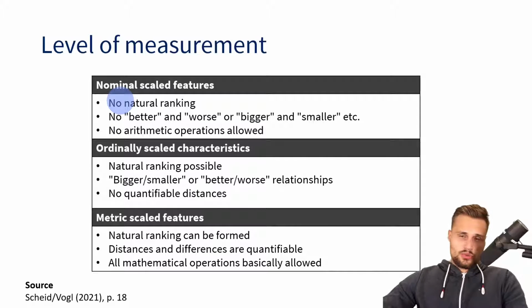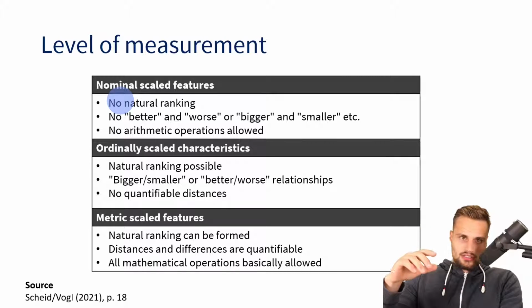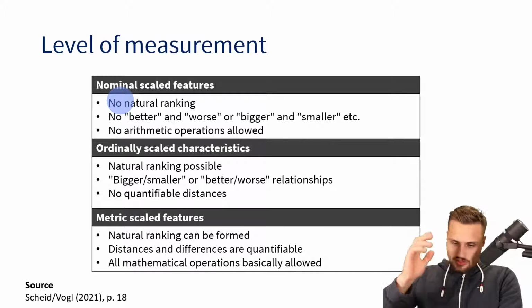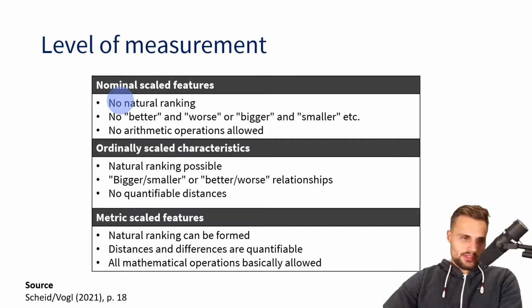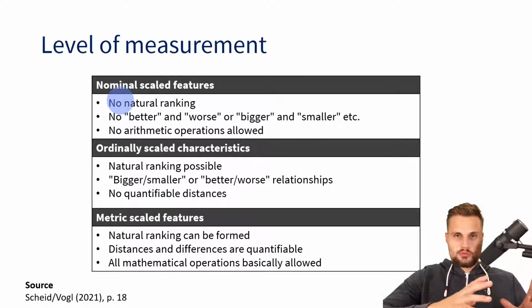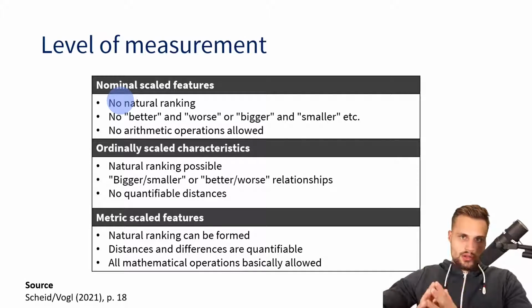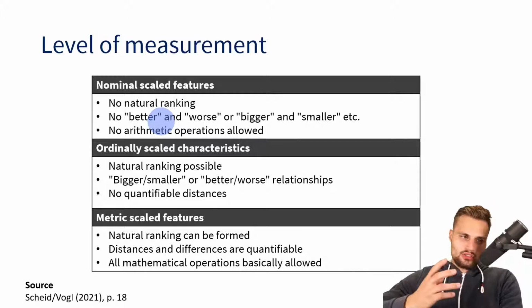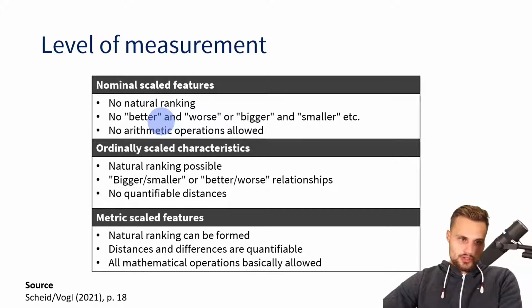And also if we take another characteristic such as the preference of music, for instance. If we take different categories, so different characteristic values such as rock music, metalcore music, but also rap music or pop music, we cannot claim that one characteristic value is better or worse than the other. So it is not possible to create a natural ranking. As a result, it is also not possible to calculate arithmetic figures. So it's not possible to apply arithmetic operations.